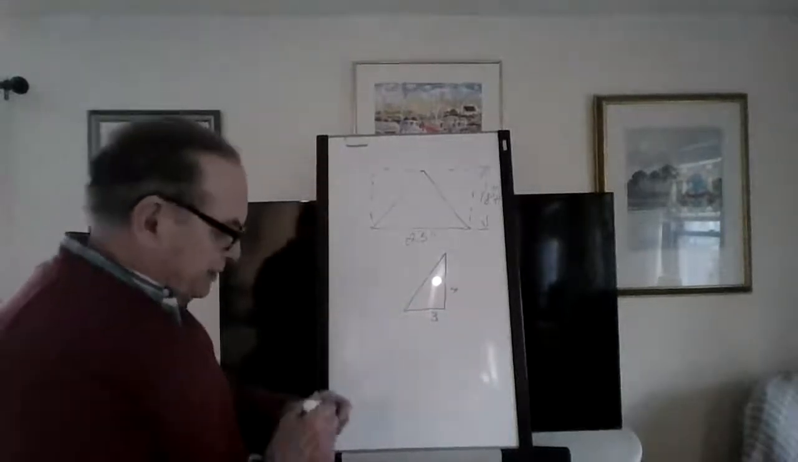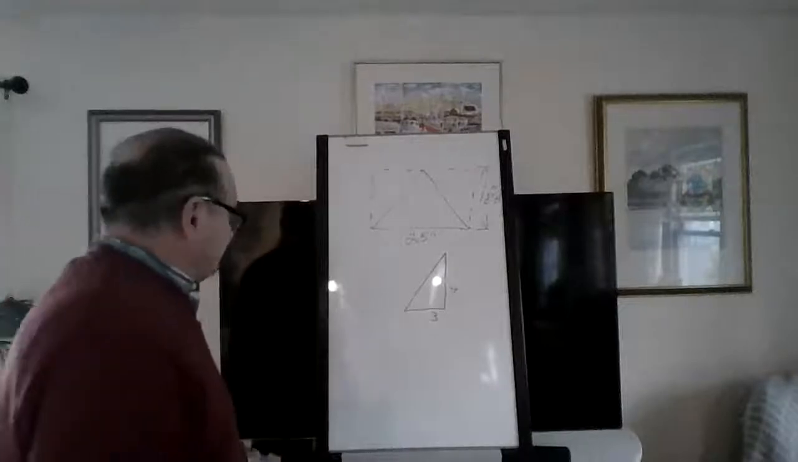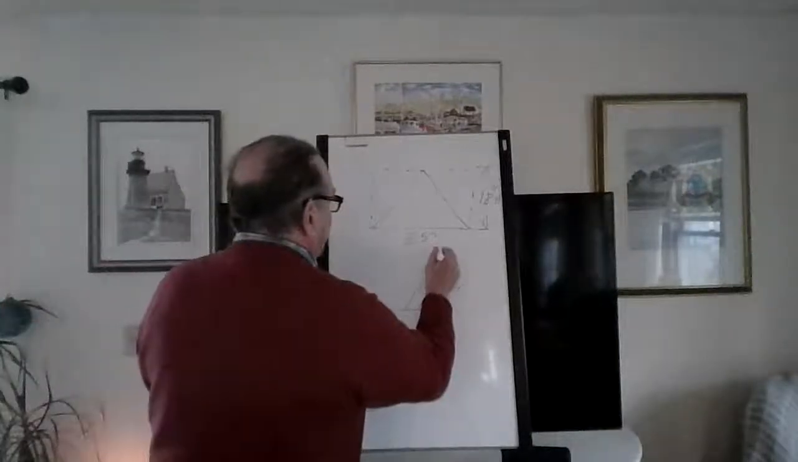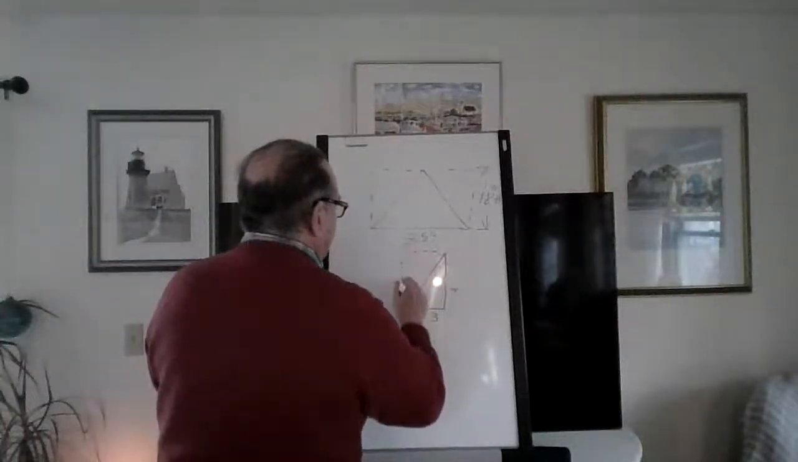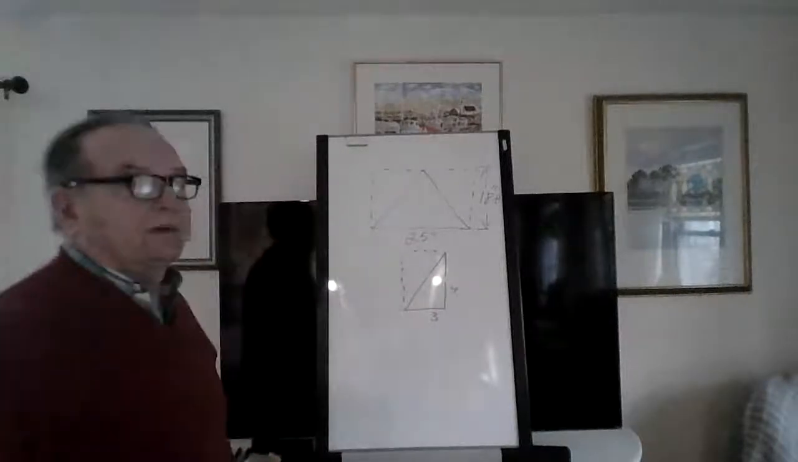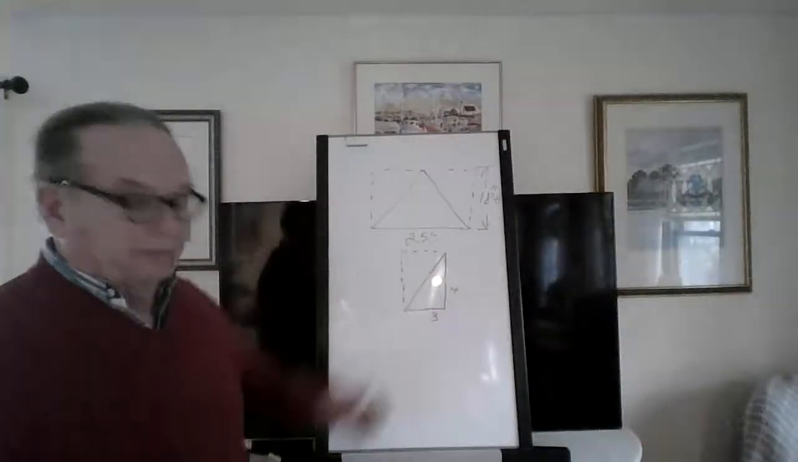Okay, this one here, you can see how this is the better example for how the triangle is half. There it is. Okay, it's exactly half.